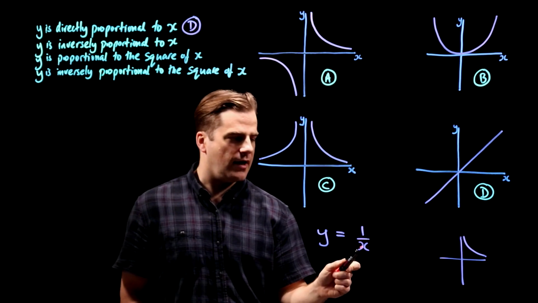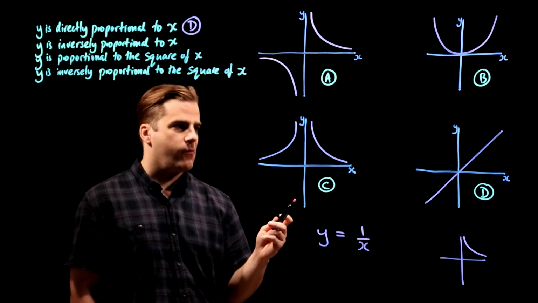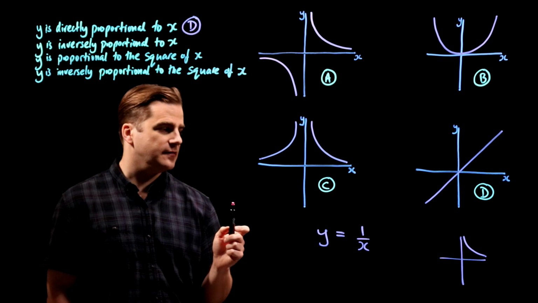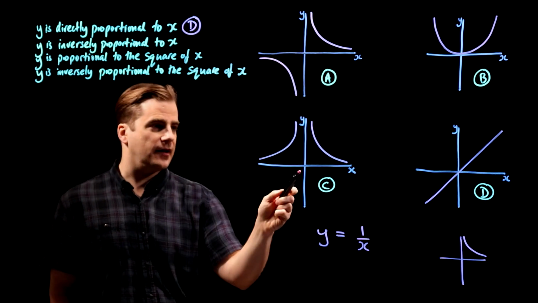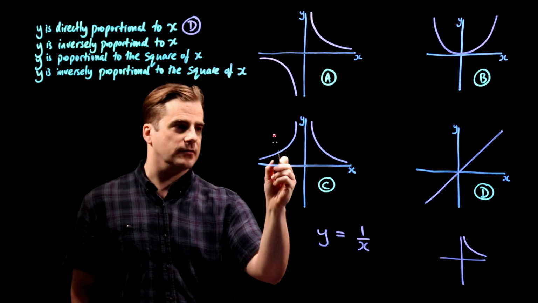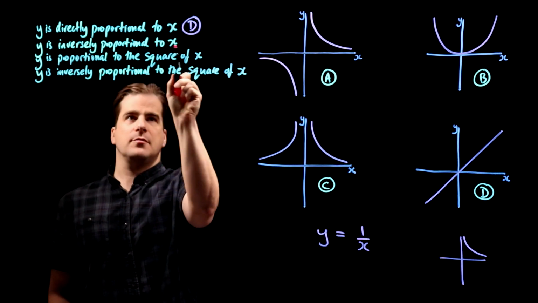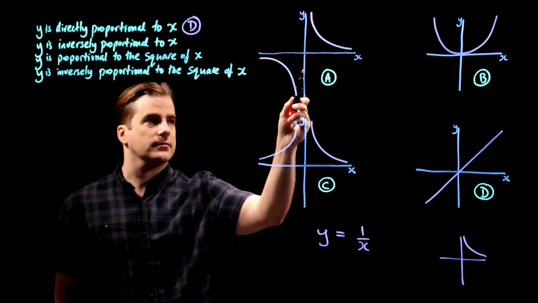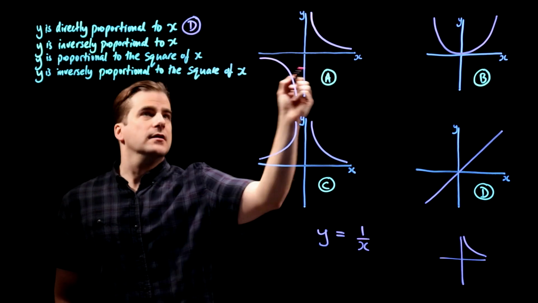But what if x were negative? What if x were minus 2? If x is minus 2, then y is minus a half. Which means that when x is negative, y is also negative. So it must be this one. Because here, y is never negative. Y is always positive. Y is positive in these two regions here, and y is negative in these two. So when y is inversely proportional to x, it's possible to have negative values of x and negative values of y. So it must be this one. Because here, y is negative and x is negative, and here y is positive, x is positive. So that one is A.